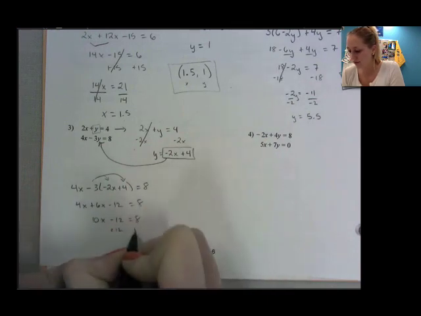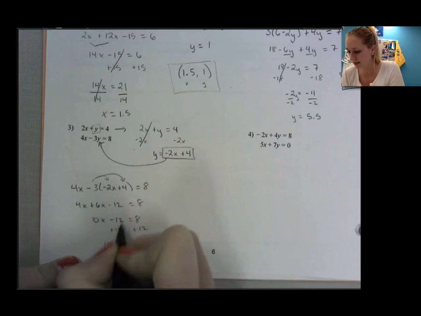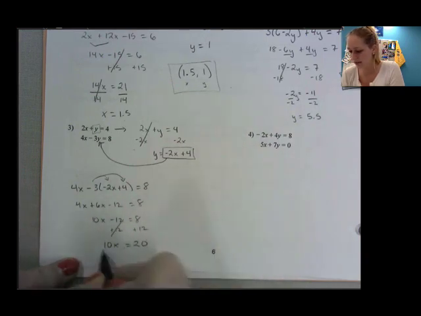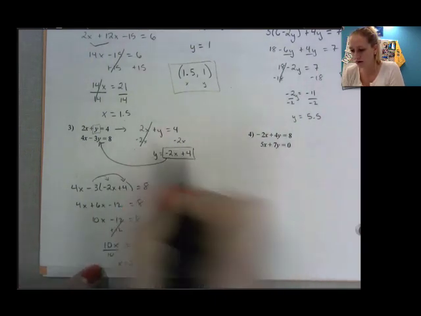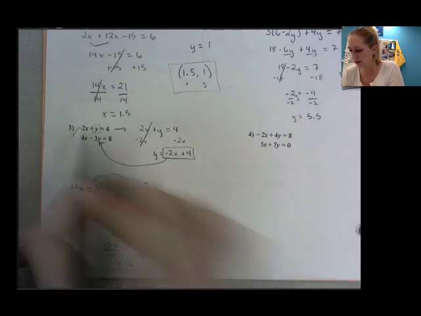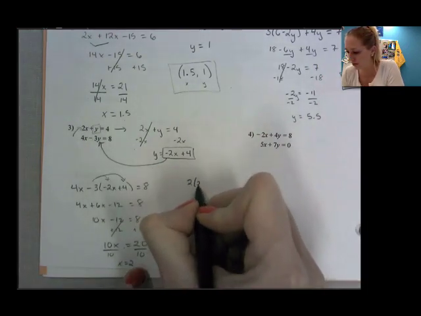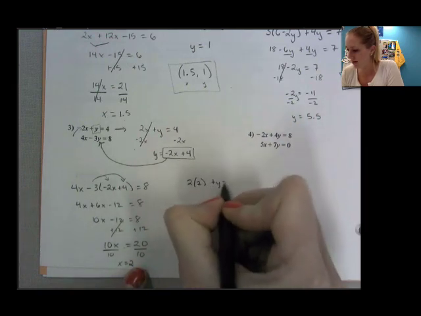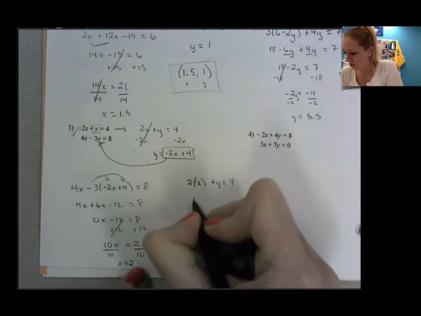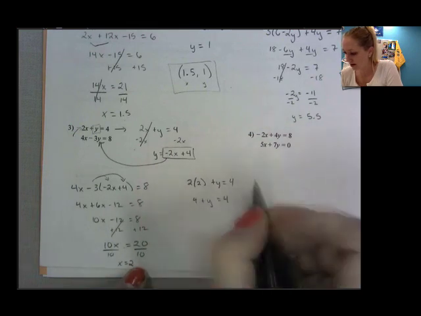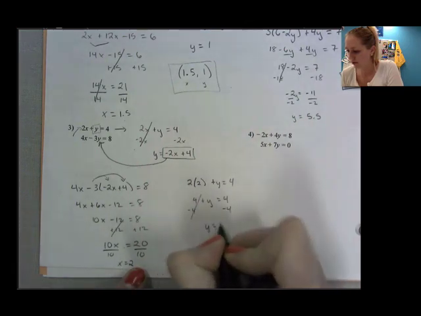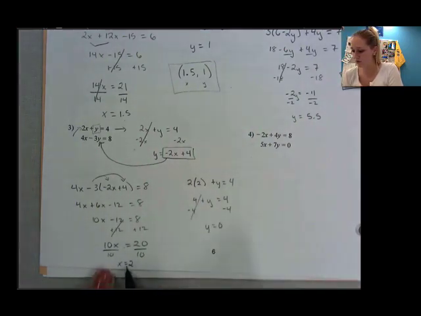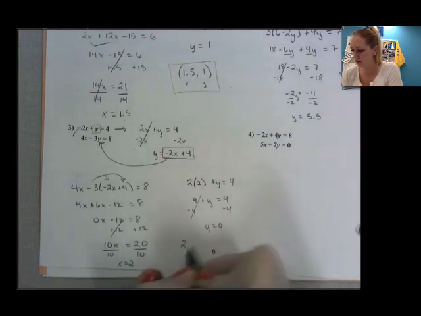Add 12 to both sides. So 10x equals 20. Divide by 10. So we get x equals 2. Now we need y, so I'm going to use this equation, or let's just use an original one actually. So I'm going to use that top equation. So I now know x is 2, so I'm plugging in 2 for x. And I want to solve for y. So I've got 4 plus y equals 4. Subtract 4 to get y by itself. And 4 minus 4 is 0. So y equals 0 is the other part. So my solution is 2, 0.